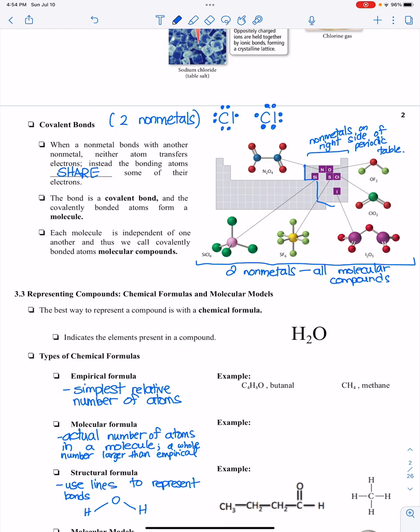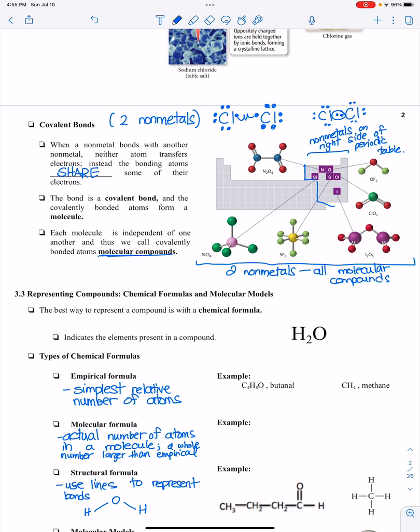Instead of one gaining and losing, these two atoms are going to come together and they're going to share some electrons together. And so now I have two chlorine atoms that have come together sharing electrons, and they form a covalent, or what we also call a molecular compound. So two nonmetals coming together, we call that a covalent bond, the bond that it makes, and that is identified as a molecular compound.